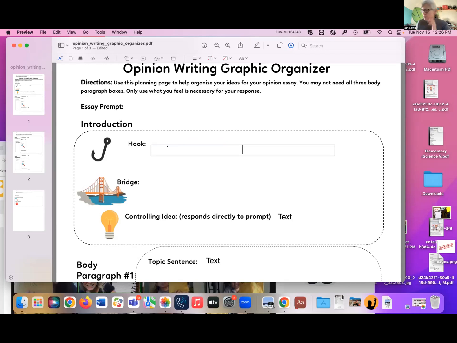Let's say your topic is something like ancient history is a very interesting topic. You might start with a hook like this.